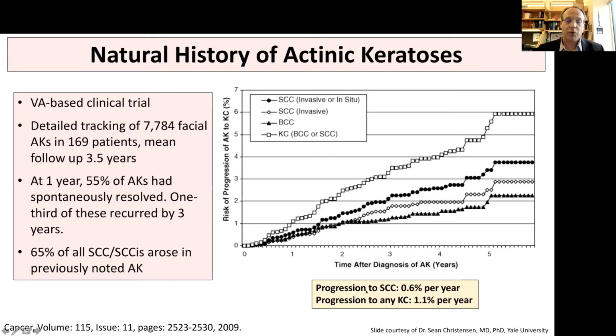So taking all this data together, there's a couple numbers that this study put out, and that is that the rate of progression to SCC is around 0.6% per year per lesion, and the progression to any keratinocyte carcinoma is around 1.1% per year per lesion. And when you have multiple lesions on the body, that is a cumulative risk for a development of a lesion into skin cancer.